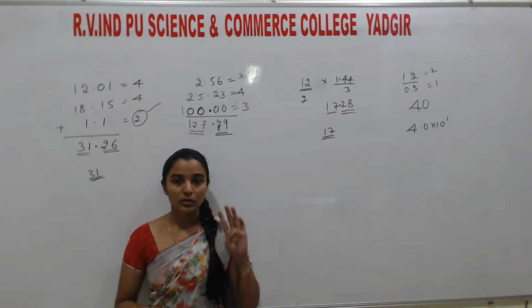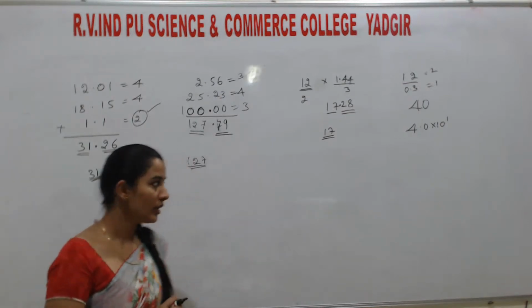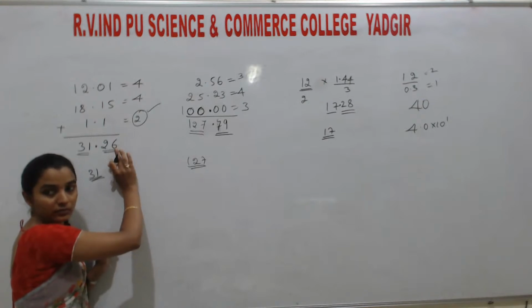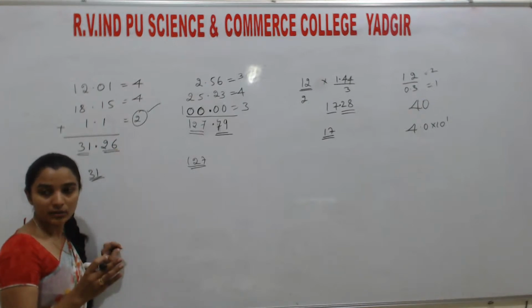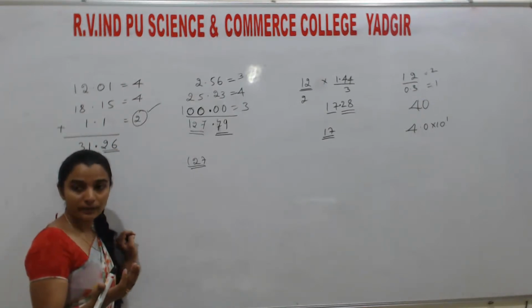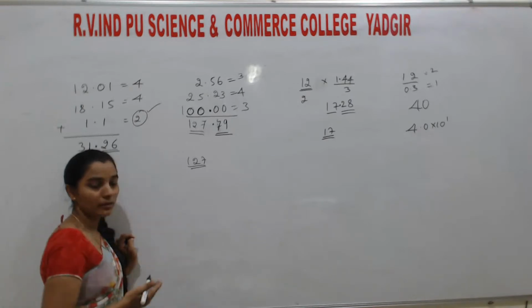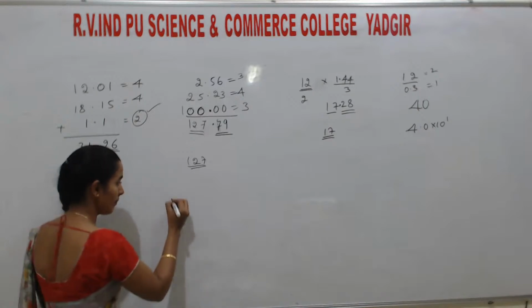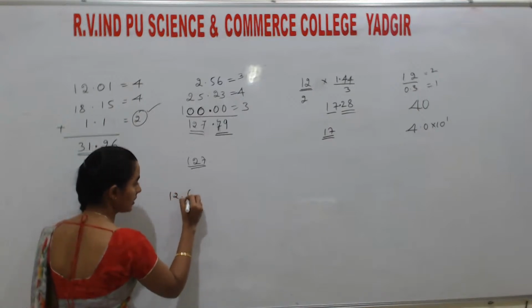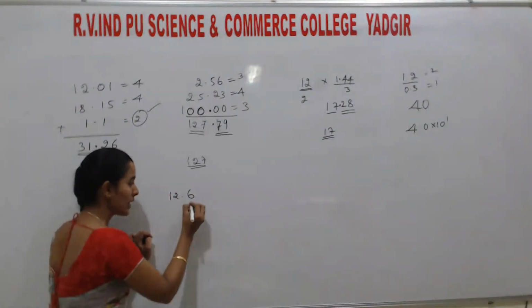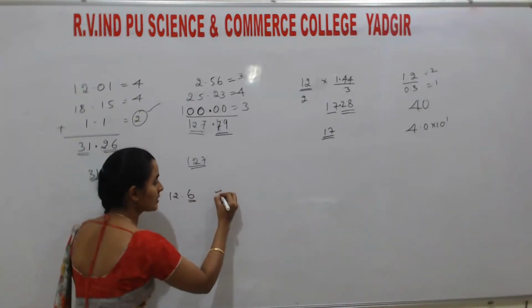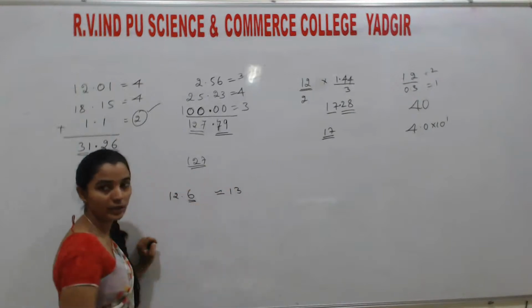For that, 3 rules are there. One is, if the last term is greater than 5, then the preceding term is increased by plus 1. For example, 12.6. This last term is greater than 5. So this is considered approximately as 13.